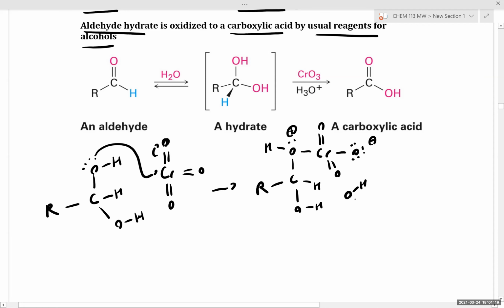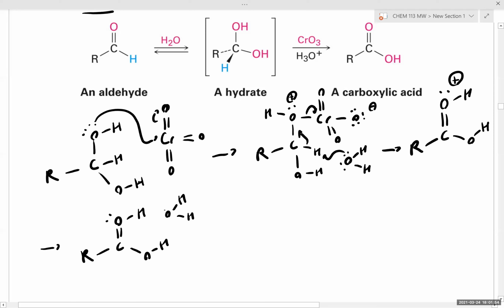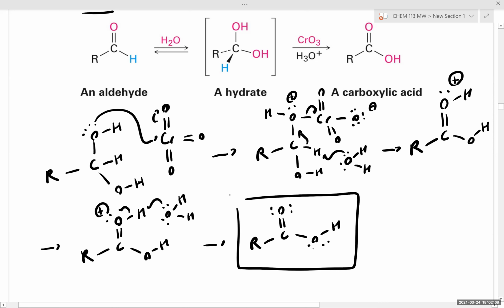And then from there, water can pull off a hydride equivalent, and that generates our desired ketone. In this case, we regenerate our carbonyl that is part of our carboxylic acid. Now we still have our protonated carboxylic acid. So as a last cleanup step, we're just going to deprotonate our carbonyl oxygen. And that gives us our desired carboxylic acid from the aldehyde.